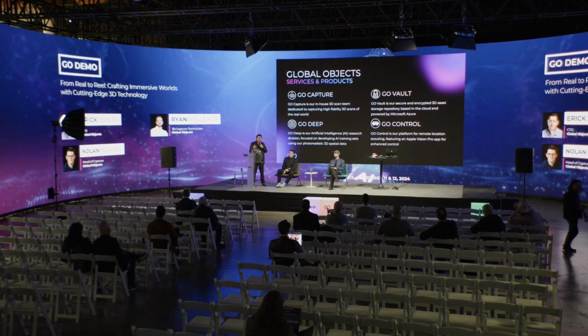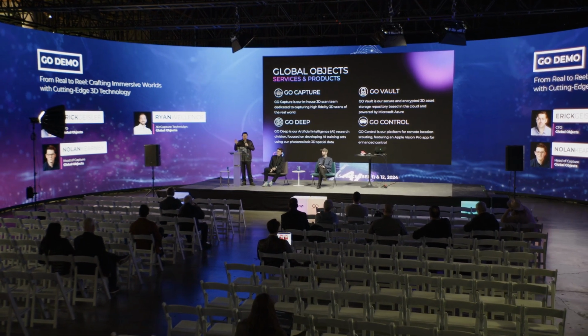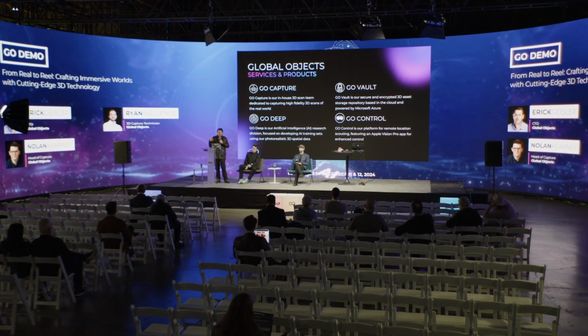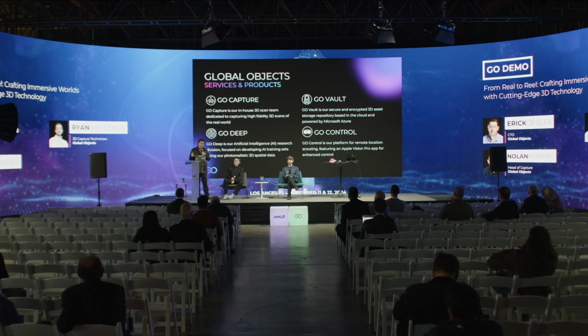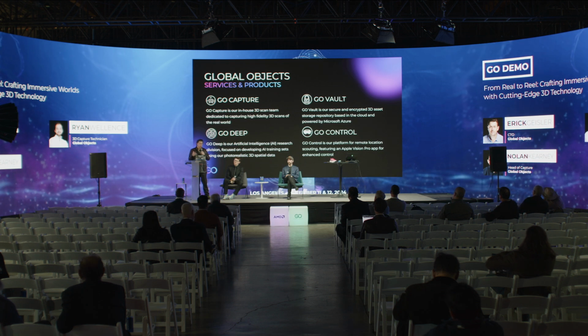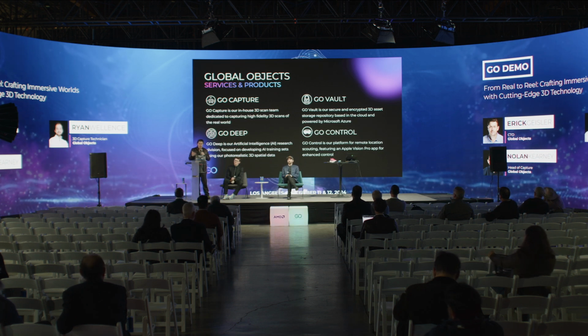So before we get into it and into the demo, we have a capture department. We have what's called Go Deep, which is our deep learning. And that's where we're really investigating the use of 3D in machine learning. Right now, most machine learning has been trained on two-dimensional images, and we think it needs to be trained on three-dimensional images to properly understand the world. We have Go Vault, which is a secure place for our clients to store their 3D information, and then we have Control, which is a way to manipulate and view and look at all of that information.